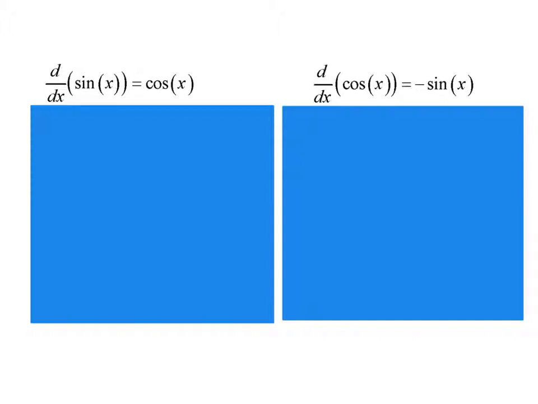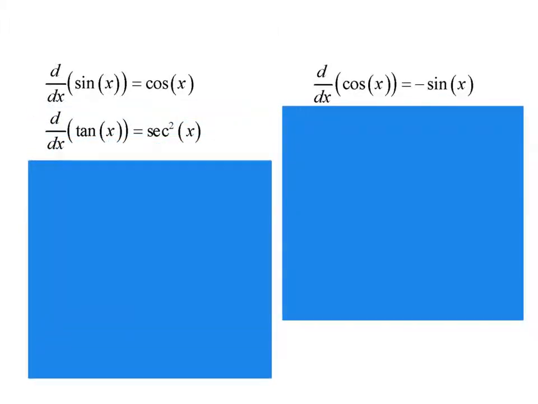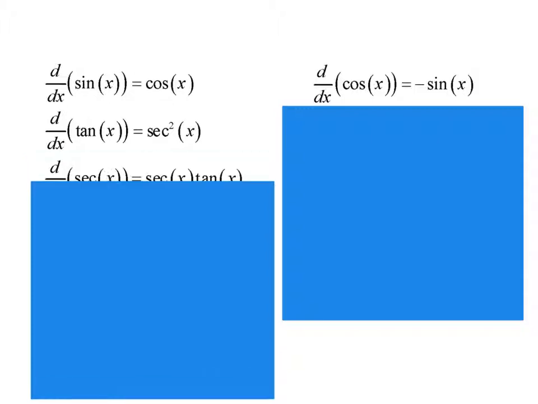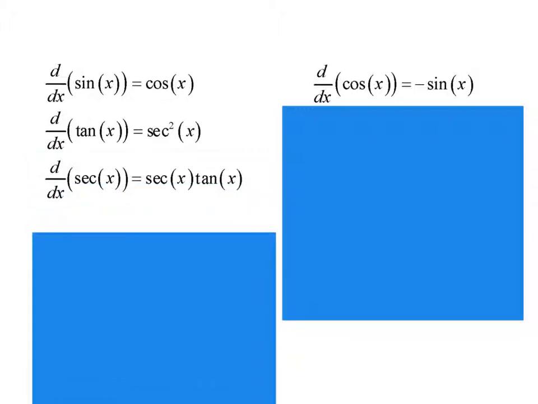Now the others, not as easy to remember, but there is kind of a pattern to it, and I hope you see that here in a second. The derivative of tangent of x is equal to secant squared of x. So the derivative of tangent is secant squared, and the derivative of secant is equal to secant times tangent.